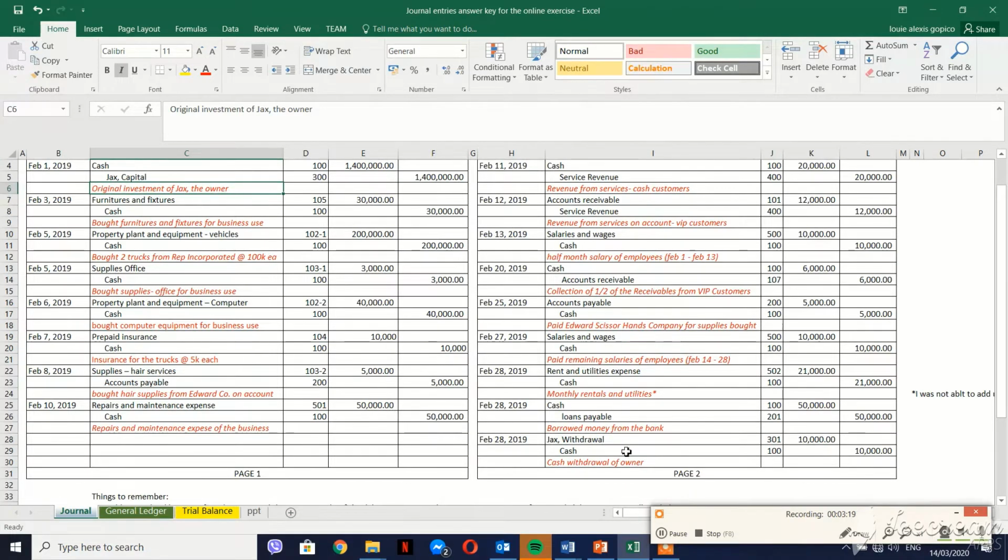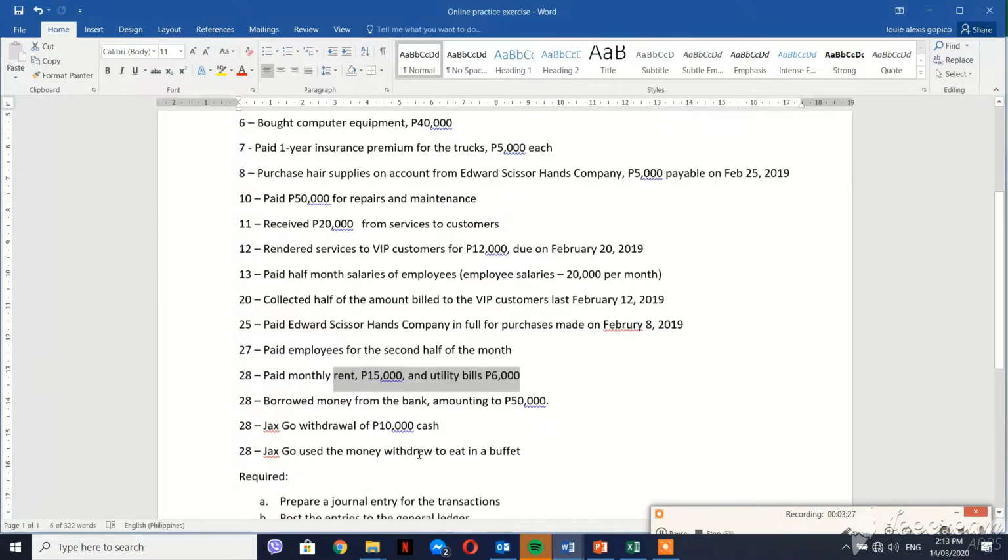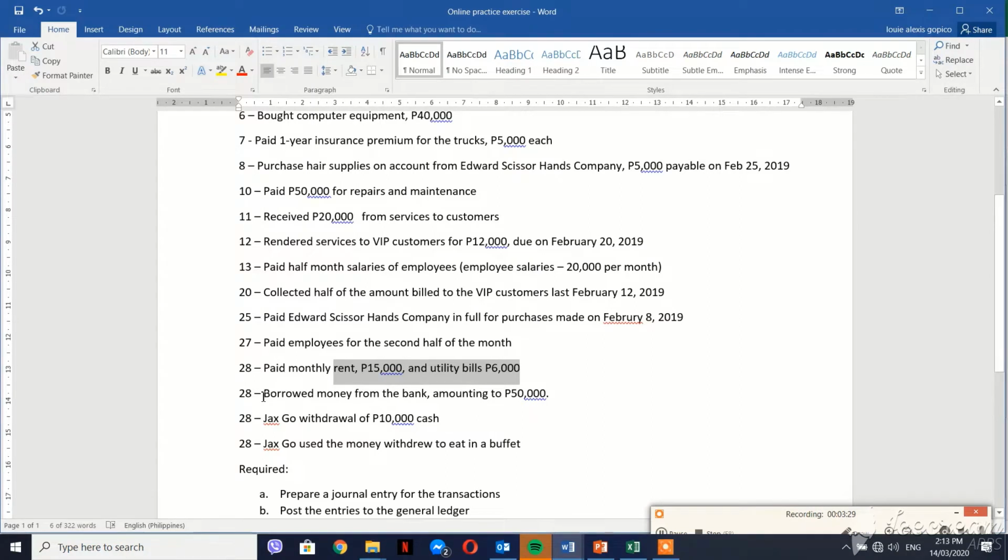So what else? Let's discuss the February 28 transaction where the company borrowed money. On February 28, the business borrowed money from the bank. When you borrow money from the bank, you get money, di ba? So meron kang pera. And then you have utang. You have a liability to the bank.